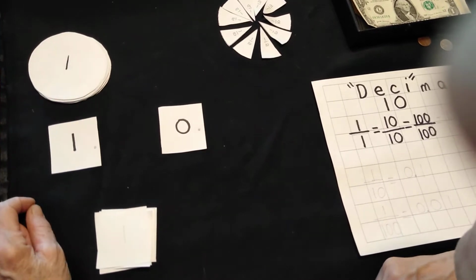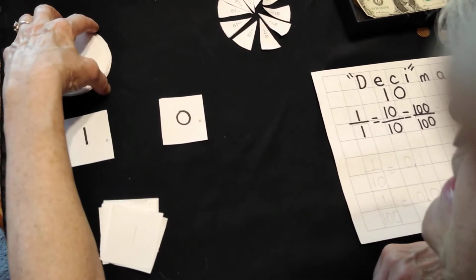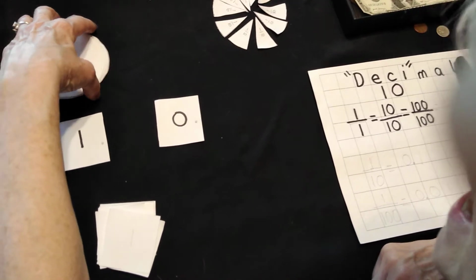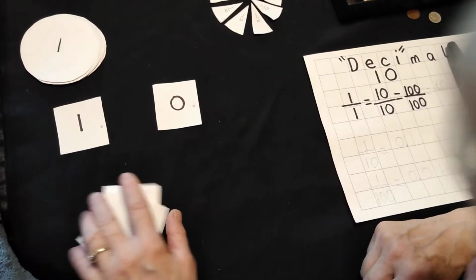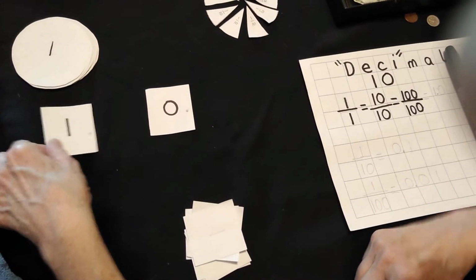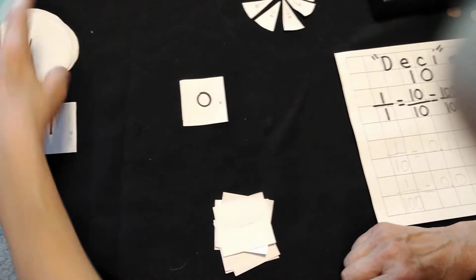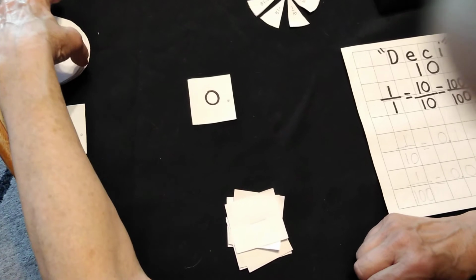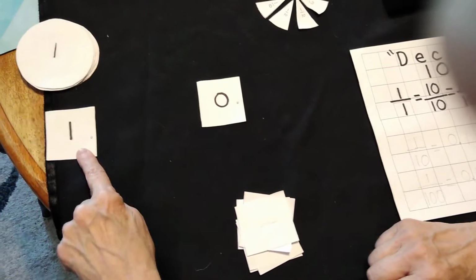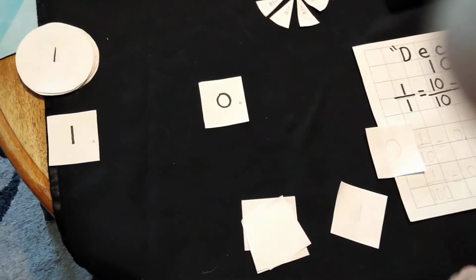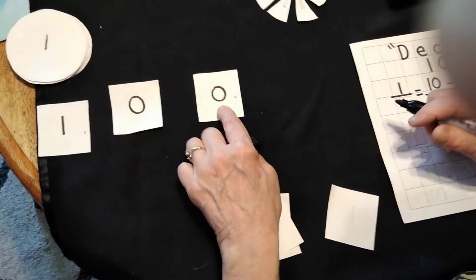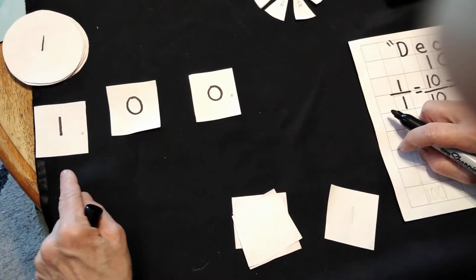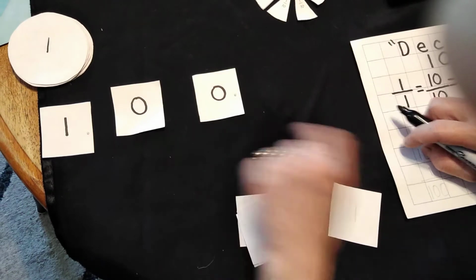Can you imagine me taking this 10 and making 10 more stacks of 10? 10 times 10? What would that look like? Well, there's my stack of 10 tens. That would be 100. Now I have 0 again in my tens place and 0 in my units place. Here is my number, 100.